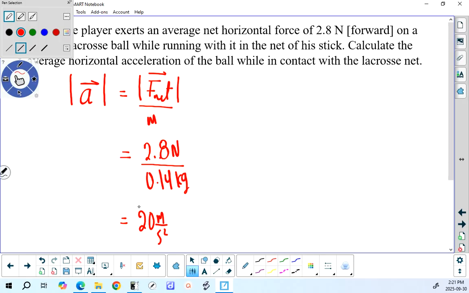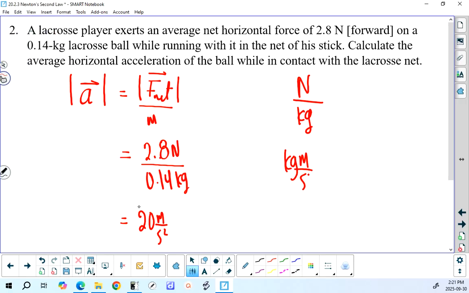It's meters per second squared because a newton over a kilogram is the same as a kilogram times a meter per second squared over a kilogram. So what happens is the kilograms cancel, and then we can put the direction on there. The direction of the net force was forward, so the direction of the acceleration is forward. Really a straightforward question. This is a Science 10 question. Without all the vector symbols in that, it would have been something in Science 10.